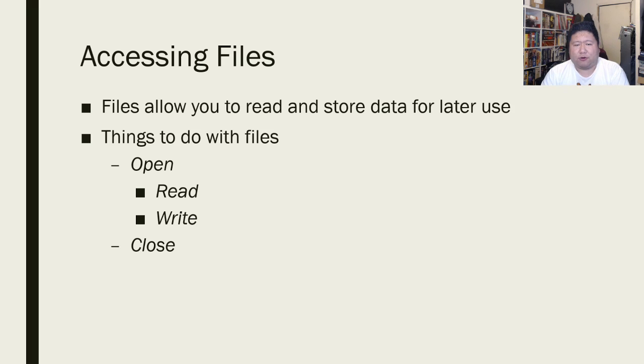The reason file stuff is important is because you don't want to constantly have to get data from the user. You want to be able to read and store data for later use. You want to be able to save some property files, or if you were keeping track of your grades, you want to store that data somewhere so you don't have to type it in every single time.